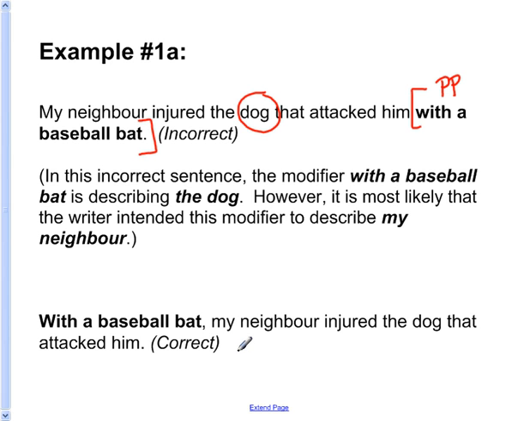Let's fix the sentence. With a baseball bat, my neighbor injured the dog that attacked him. This is correct. The prepositional phrase with a baseball bat is indeed describing neighbor, the word it's intending on describing. It's the neighbor that has the baseball bat.